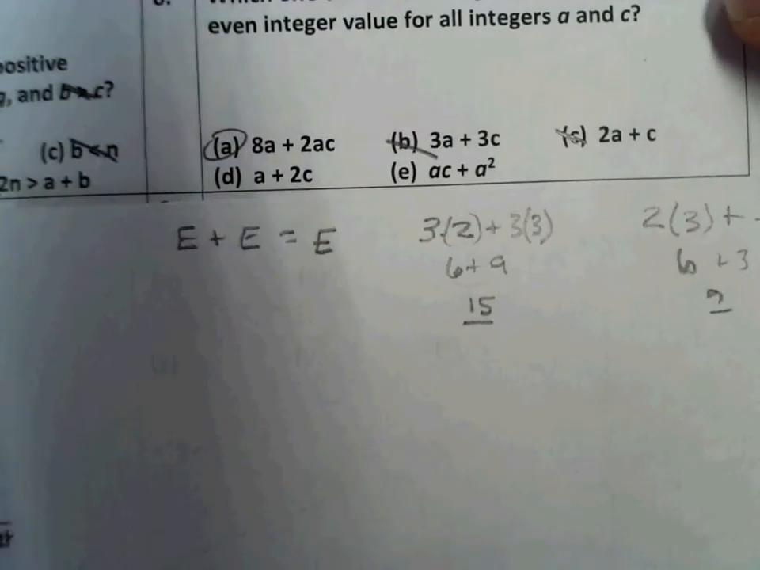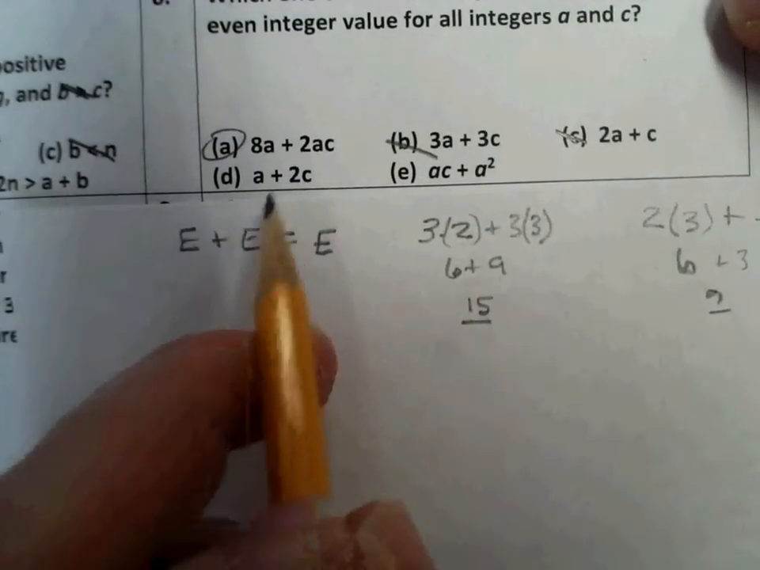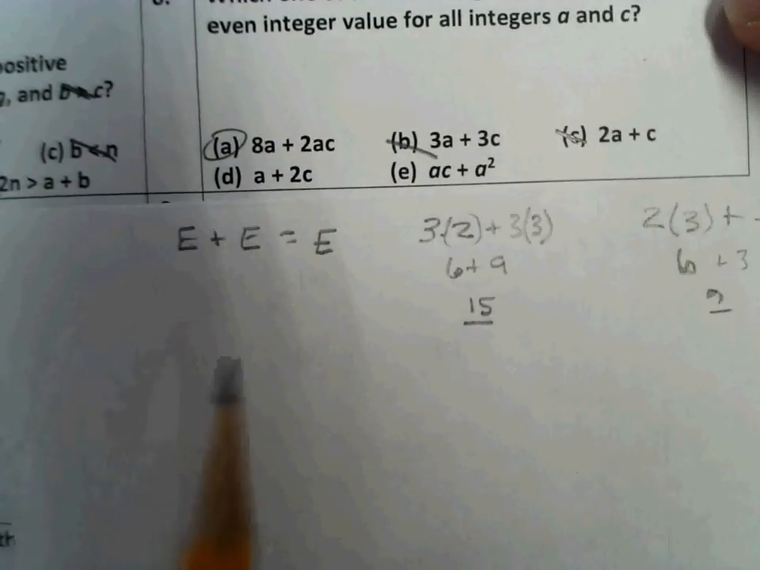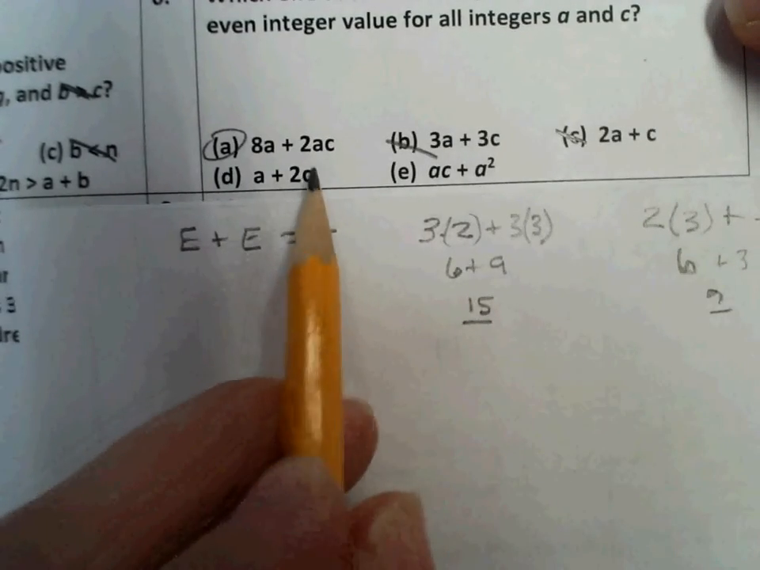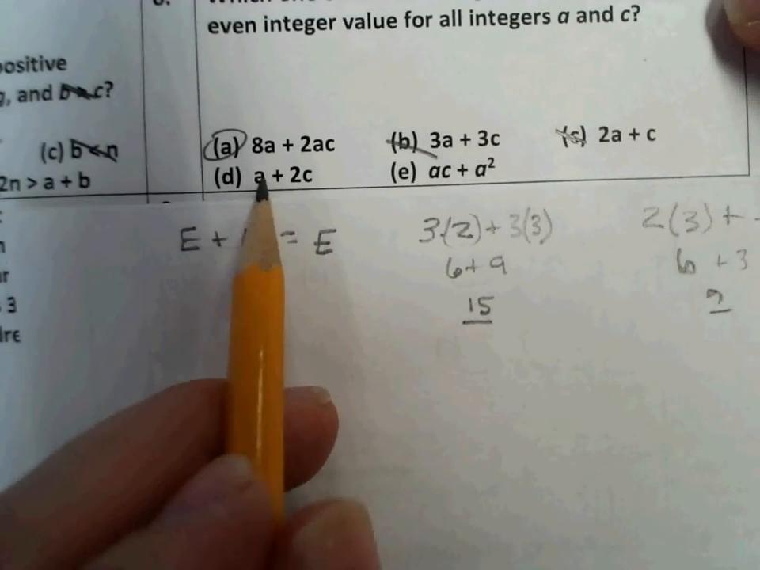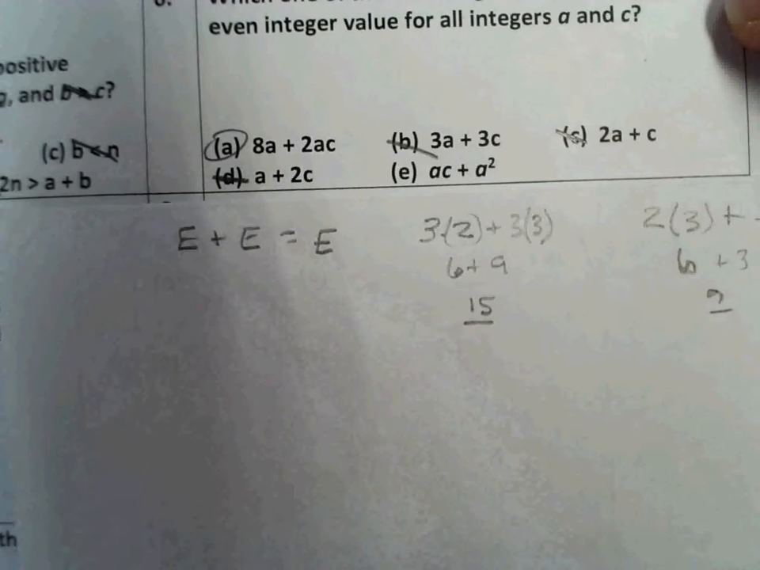Okay, now let's go to D. A plus 2C. That's the exact same idea behind C. We're not going to redo it. Again, 2C is going to be even no matter what, so if I add an odd number to that, it'll still be odd. D's out.